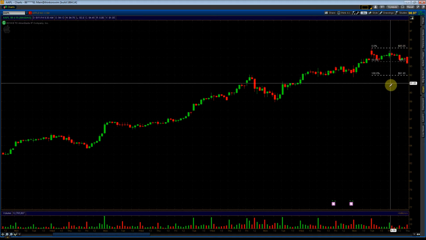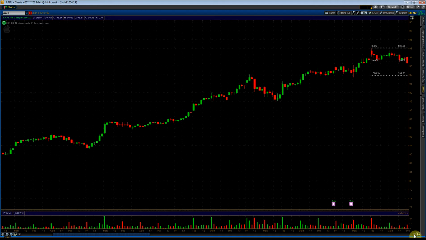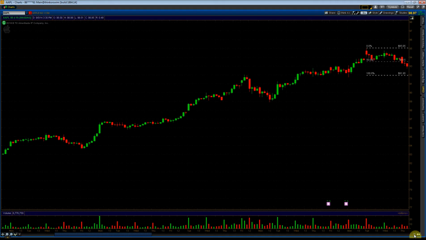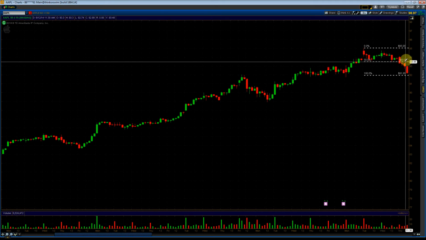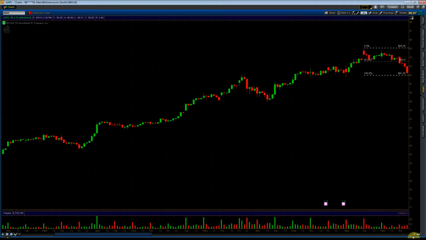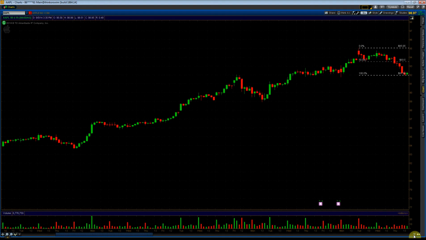But you would still be in the puts trade and profitable in that puts trade. Now that you're below that 50% line, your stop is the 50% line. So even if you get stopped out of this trade, it is now going to be profitable for you. Now in this case, you see yourself starting to bounce off that 100% line.